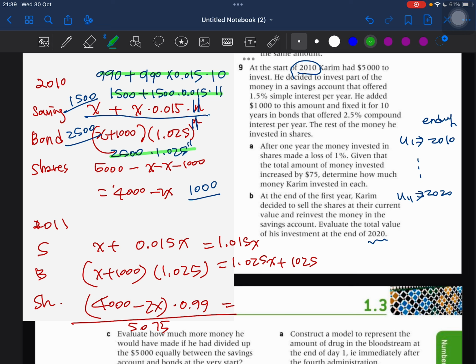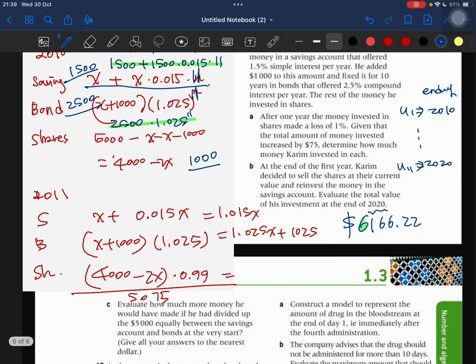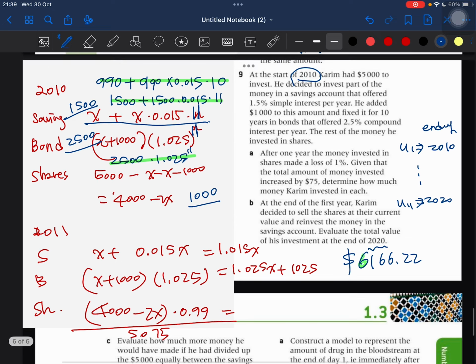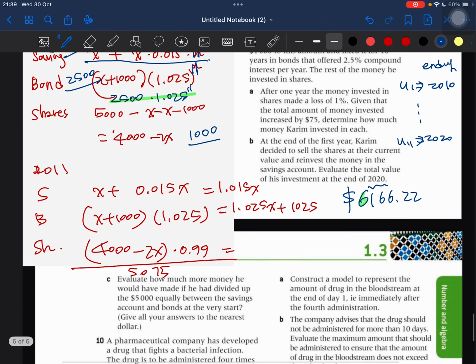So this is $6,166.22. Actually, he made almost 1,000, more than 1,000, which is good interest.